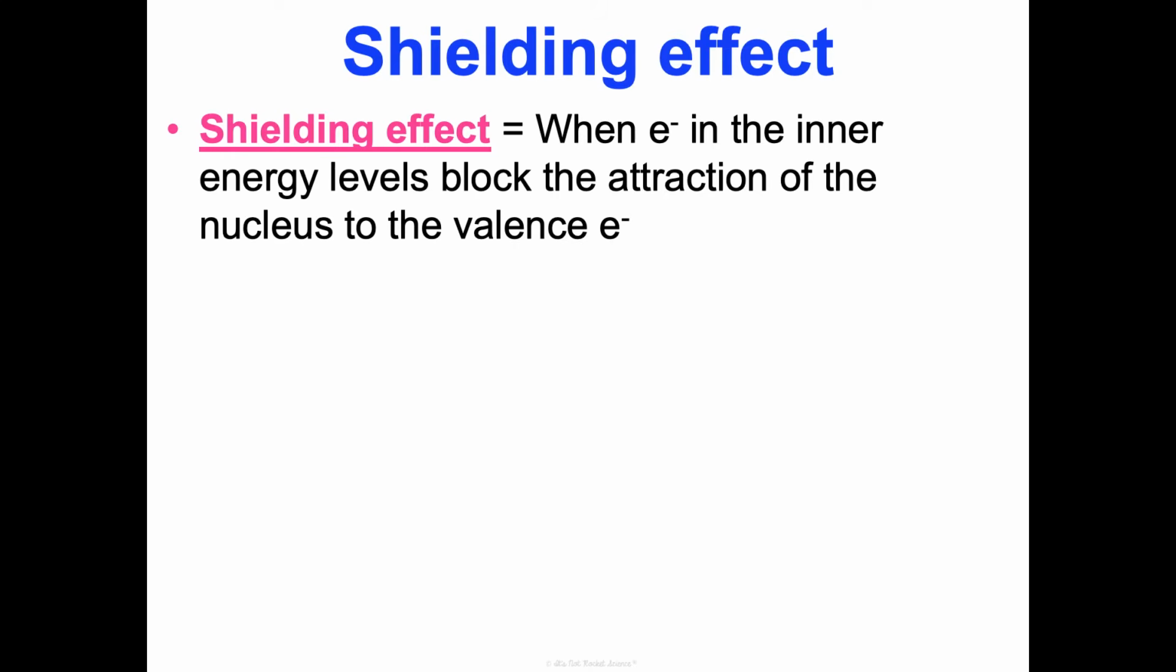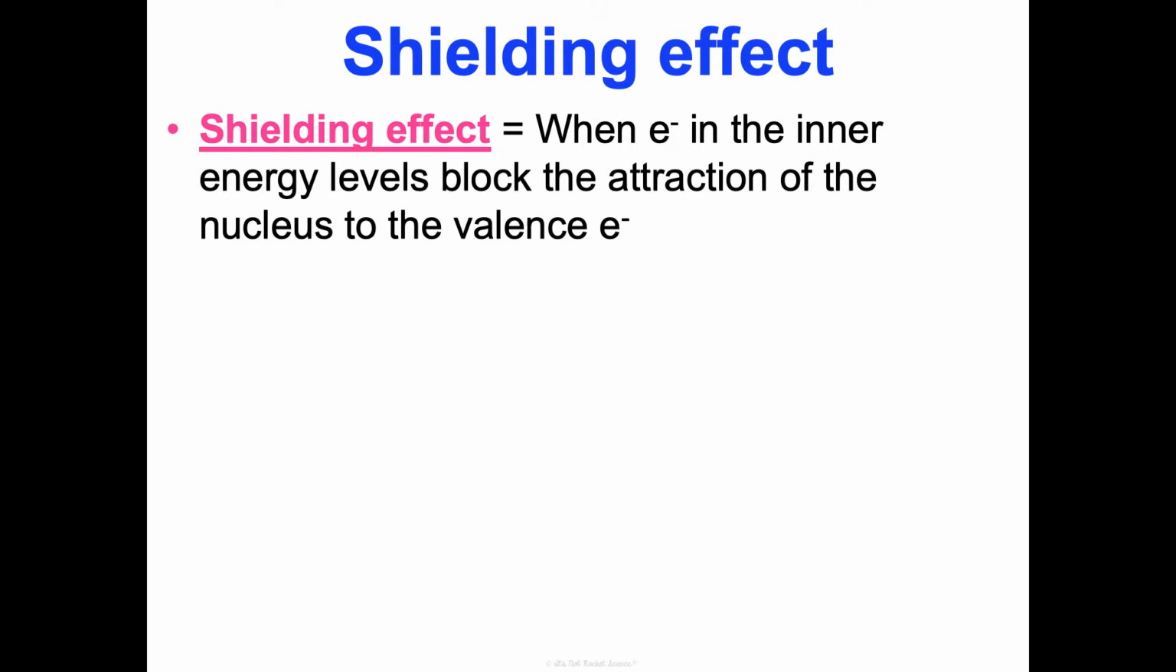Okay. Another thing, I don't know if you'd even classify this as a trend, but it's an effect. It's something that happens because of these periodic trends that we see, and it is the shielding effect. We talked about electrons in the outermost energy level of the electron cloud being valence electrons, and all the others are core electrons. So the shielding effect is when electrons in the inner energy levels, those core electrons, block the attraction of the nucleus to the valence electrons.